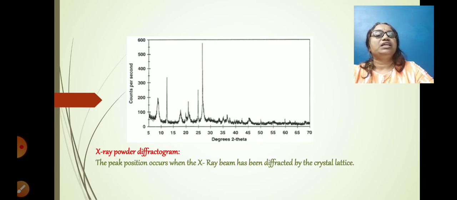As you can see here, there are peaks. These are the peaks having the maximum count rate, as the intensity is maximum here. We can observe the intensity is proportional to the count rate. The angle is rotated from 5 degrees to 70 degrees, and for different angles of rotation of the camera or the detector, we get the counts per second. So the peak position occurs when the X-ray beam has been diffracted by the crystal lattice.